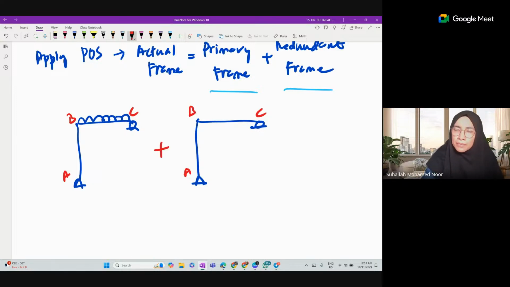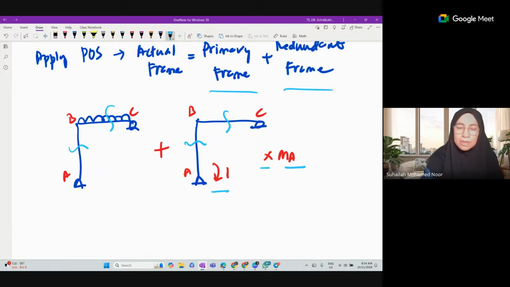But the redundant frame is subjected to a unit moment, a unit value of MA. So this is the frame example by applying the principle of superposition. Later on we have to analyze two cutting sections, A, B and B, C.